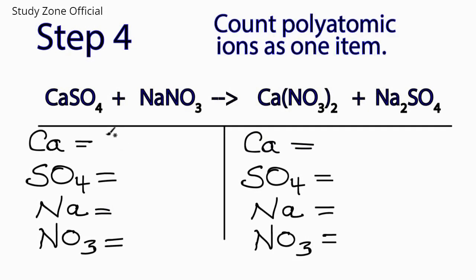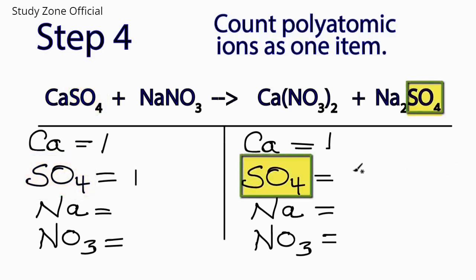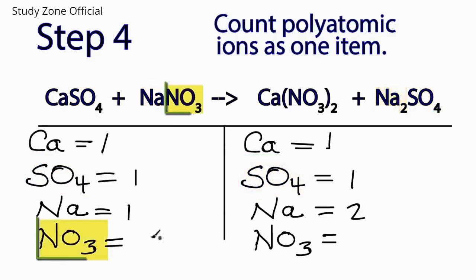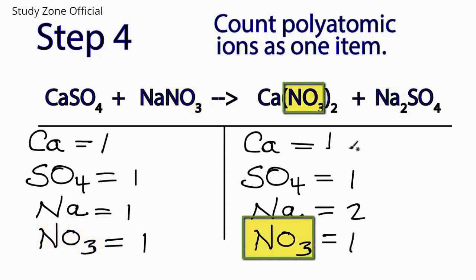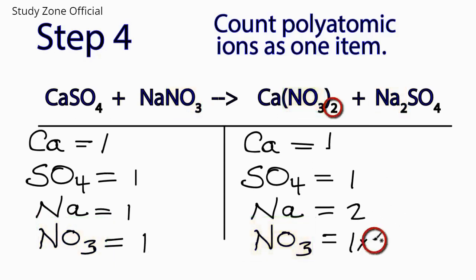You can see I have 1 calcium here, 1 calcium over here, and then I wrote the entire SO4 as one thing. And I have 1 of those here, and over here I have 1 SO4. Na's, 1, 2 Na's on this side, and over here 1 NO3, and I have 1 NO3, but that 2 on the outside means I have 2 of them. So I have 2 NO3s.